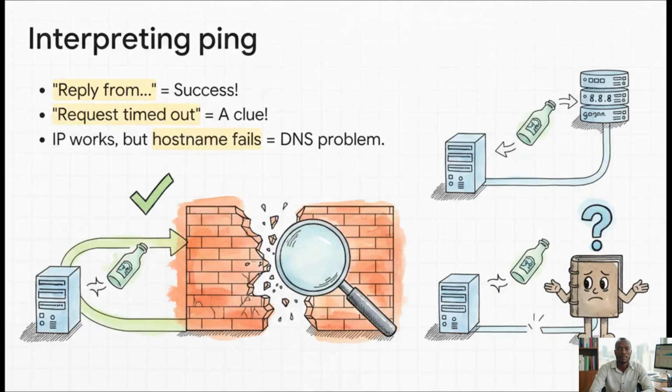Reading the results from ping is super easy. Reply from means you're golden, success. But request timed out, well, that's our first big clue that something is wrong. And here's the classic pro tip. If you can ping an IP address like 8.8.8.8, but you can't ping a name like google.com, you have almost certainly found a DNS problem. Case closed on that one.